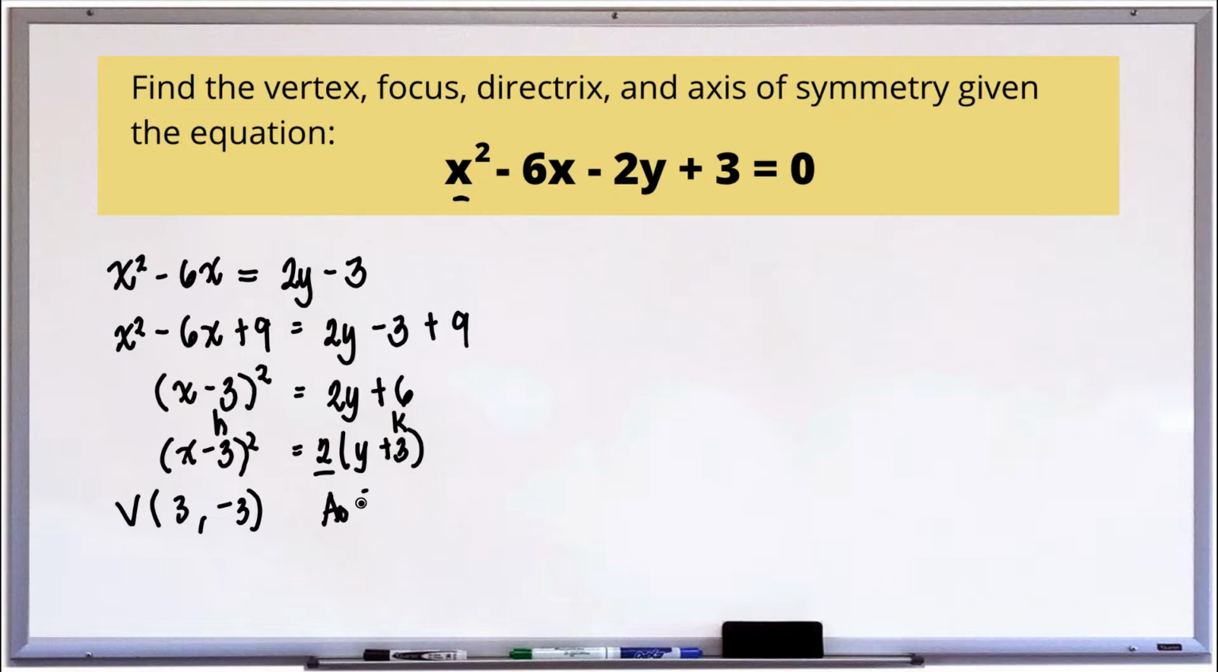For the axis of symmetry, we can look at the variable that is squared as a pattern for the equation, whether it is x equals c or y equals c. In this case, since the variable x is squared, then the equation must be x equals c, where c is the coordinate of the vertex with respect to x-axis. Hence, our axis of symmetry is x equals 3.